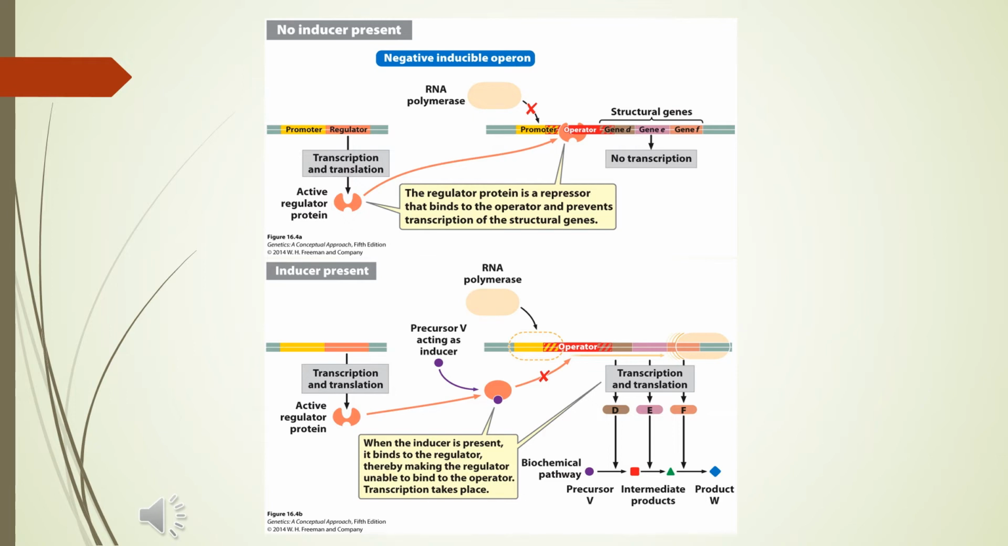So what happens to RNA polymerase? RNA polymerase will bind with the promoter region and will try to pass the operator region, but there is an obstacle. The active regulator protein is there, and that active protein is also a repressor. So RNA polymerase cannot bypass this region. So what will happen? Structural genes will not be transcribed.